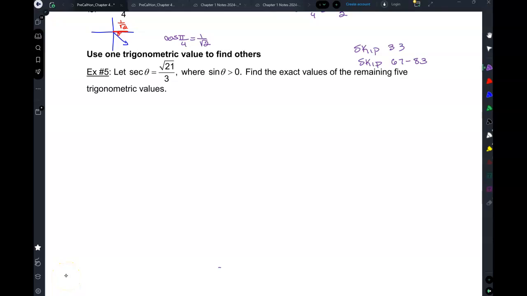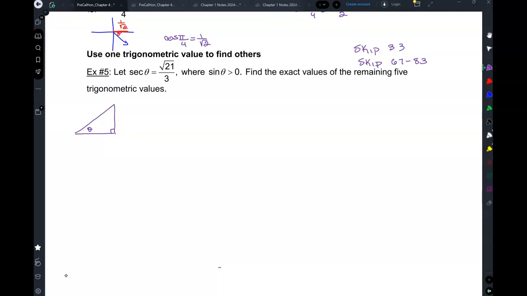Okay, so this next problem is also one that you would have seen in Algebra 2, right? It says if you have the secant of something as this, where sine is greater than 0, find the exact values of the remaining 5 trigonometric values. So we're going to do this by drawing a triangle, all right? So we're going to draw a right triangle, okay, with an angle theta.